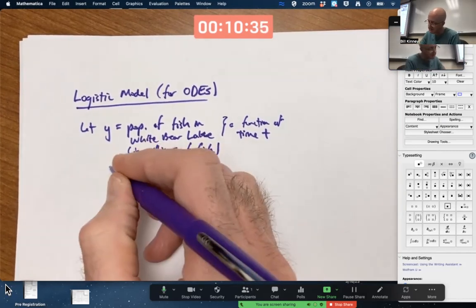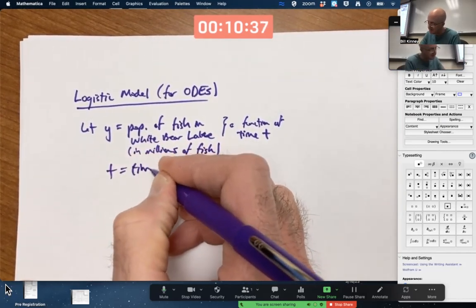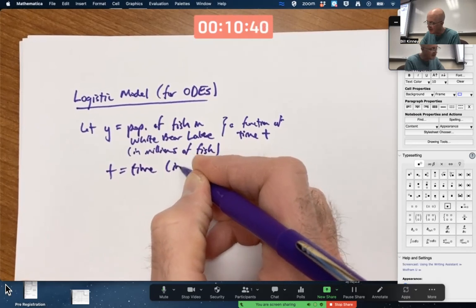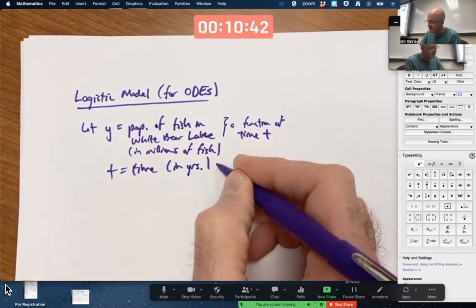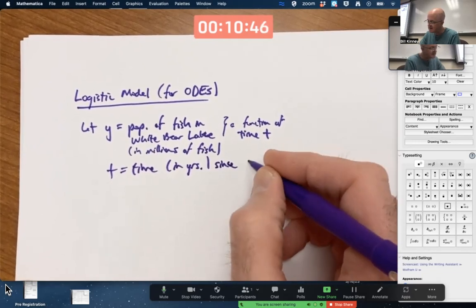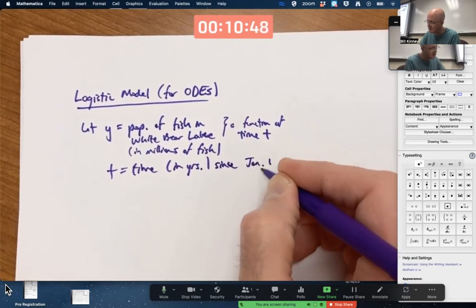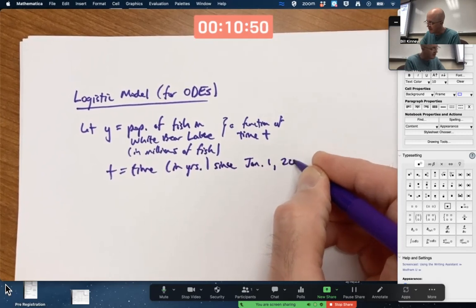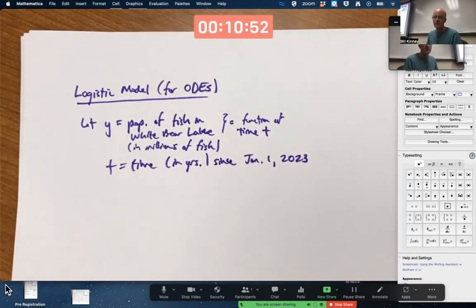That's our dependent variable. And then t is time, maybe in years, since the beginning of the current year, which is 2023, since January 1st, 2023. All right, so those are our variables.